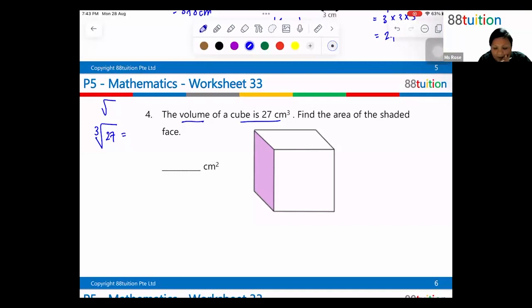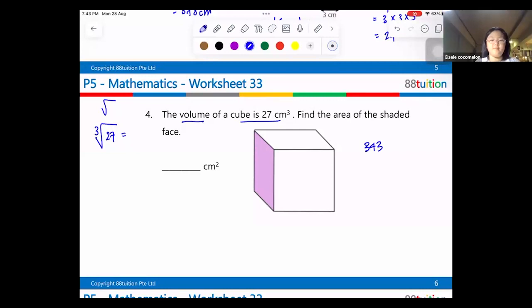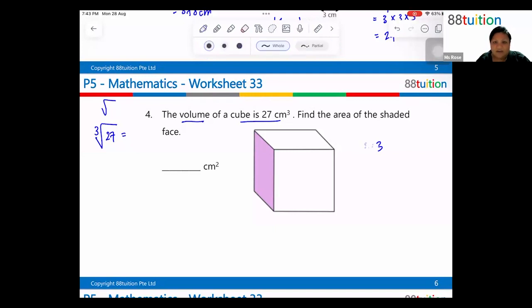Okay, but how do you know that it is 3, Evan? What if I give you 343? Then how do you find the length? Bella, all calculators will have it. You just have to see if you can find it, okay? Now, if I take the cube root of 27, I will get 3. That means this is 3 cm, 3 cm, and the height is also 3 cm.